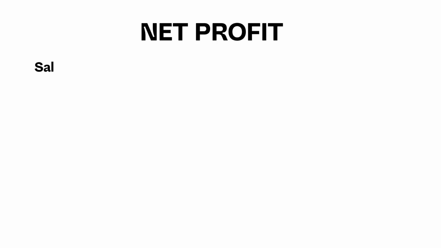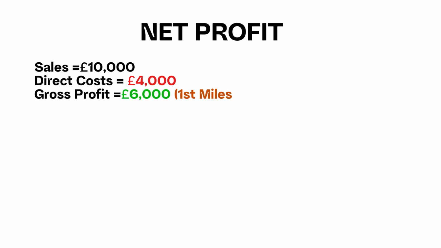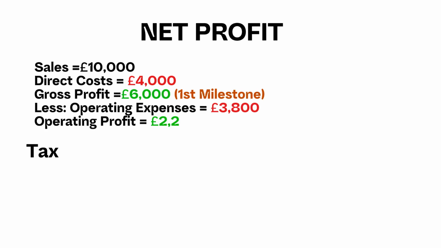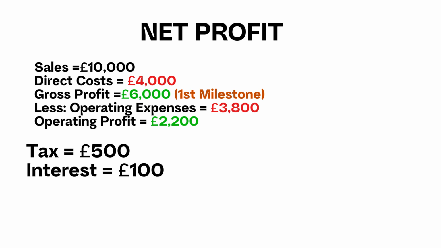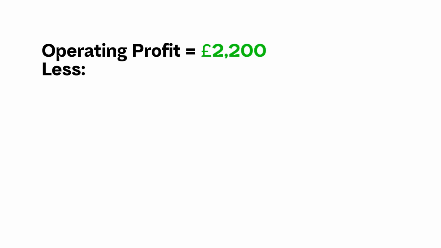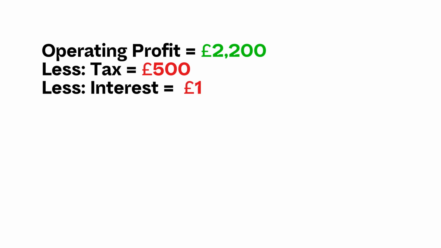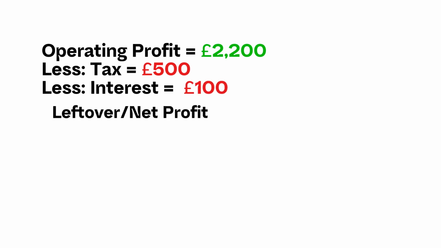So going back to the baker's example, after all direct expenses and operating expenses have been taken out of the business income, the bakery now has £500 tax to pay and also £100 interest to pay. So we're going to adjust for these two expenses in what we already have in the account. So the net profit will now be the operating profit, which is the £2,200, less the £500 tax bill and also the £100 interest bill. So giving us a total of £1,600 as the net profit.